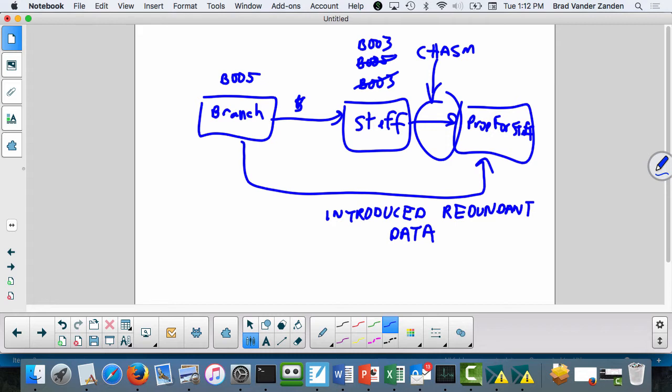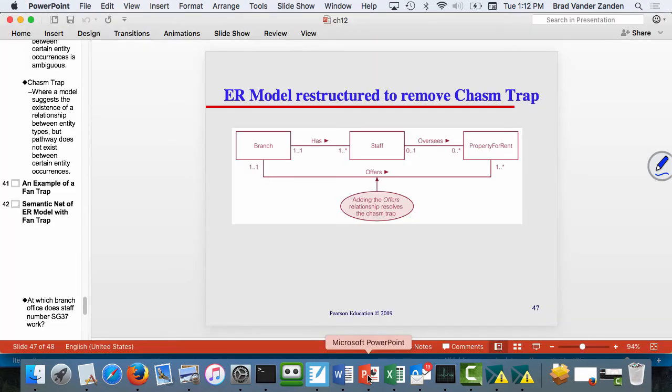So solving the chasm trap can introduce redundant data, and there's no way around it. You have either the chasm trap or you have the problem with redundant data. Here, probably we decide we need to have the redundant data because we need to be able to answer which branch manages this property. Okay, there was no problem with the fan trap. The solution to the fan trap was redirecting some edges in the relationships. That was fine, not an issue. But with the chasm trap, the only way to resolve it is to add redundant information to the database.